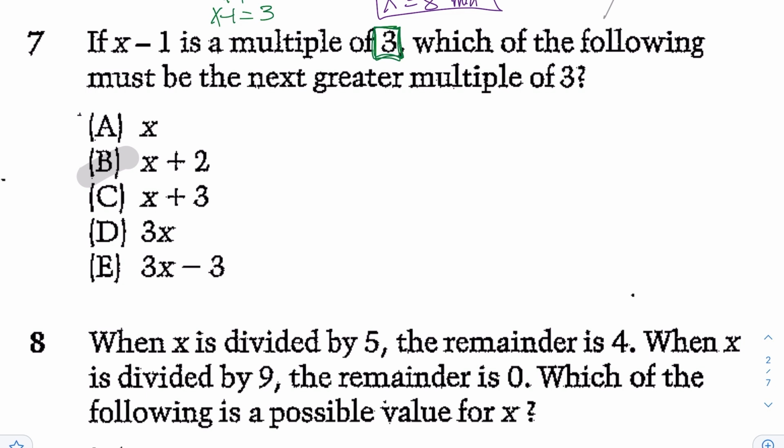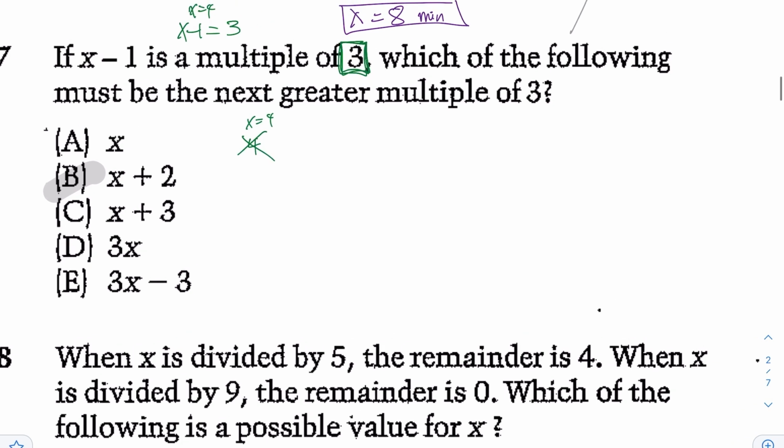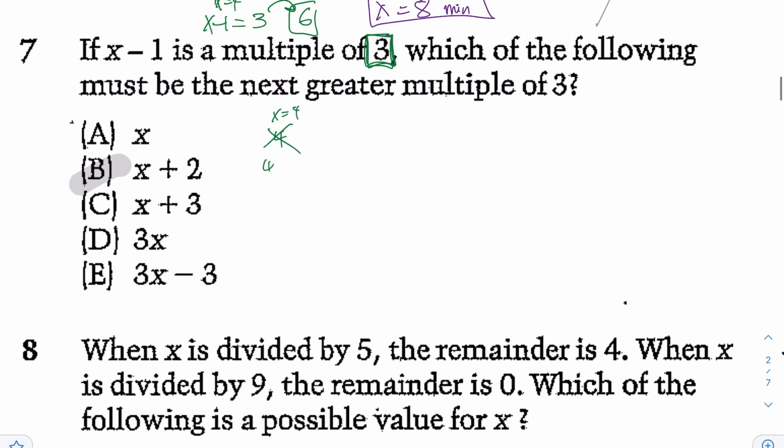So now if x is equal to 4, substitute x in for all the choices. Choice A would be 4, because that's just x. That's not the next greatest multiple of 3. The next multiple of 3 would be 6. Choice B would be 4 plus 2, which is equal to 6, so that's probably it. But just go through all the choices just in case.